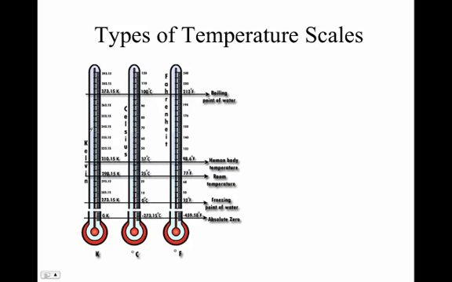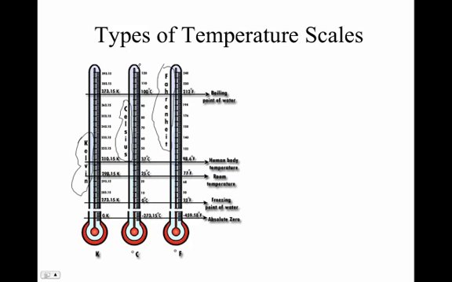And there are three temperature scales that might be on a thermometer depending on where you are. The empirical system, and that's used in the United States, would have a Fahrenheit scale. The metric system, which is used in most other parts of the world, has a Celsius scale. And the scientific scale is Kelvin.